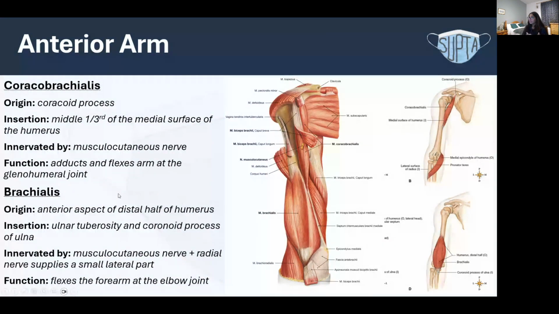The brachialis starts off at the anterior aspect of the humerus, and it inserts at the ulnar tuberosity. So we have our brachialis here. It starts off at the anterior aspect here and inserts on the ulnar tuberosity. See, I told you, ulnar tuberosity, muscle attachment point. Now, it's mostly innervated by the musculocutaneous nerve, but a small lateral part of this muscle is supplied by the radial nerve as well, but its major function is to flex.